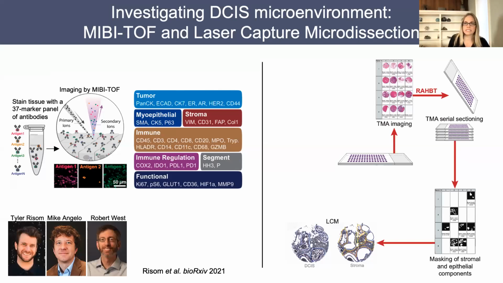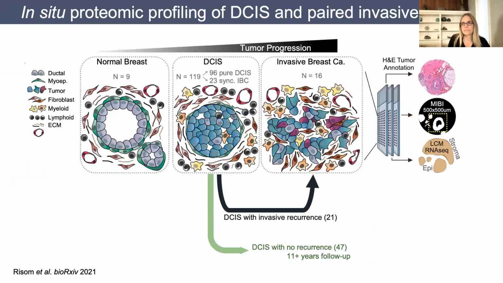they really set about to do a deep dive to understand how the immune microenvironment changes during progression to invasive disease. And so they took a subset of cases from the RAHBT cohort. You can see that some of these progressed to develop an invasive recurrence, and others did not, and there was a total of 11 years follow-up for this cohort. And so now combining MIBI and LCM-based RNA sequencing, one can really delve into this far deeper.